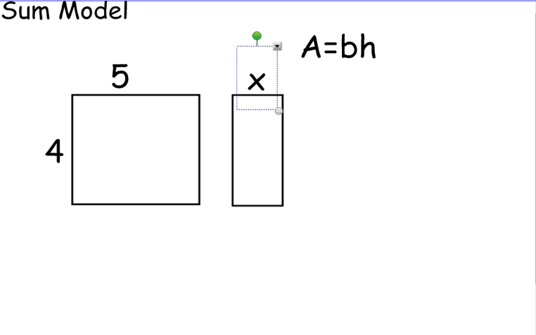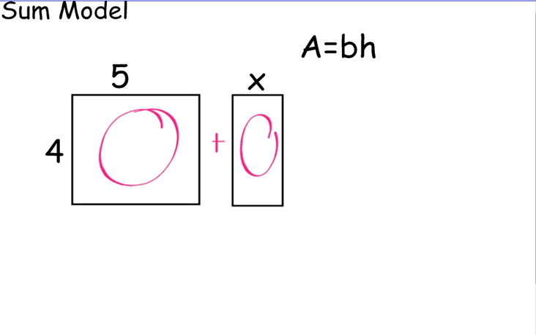Now, sum model when I have an unknown piece. Same idea. I'm going to take the area of this and I'm going to add it to the area of this piece over here. So this is 20 plus 5x. So my area is 20 plus 5x. And I haven't broken any rules.